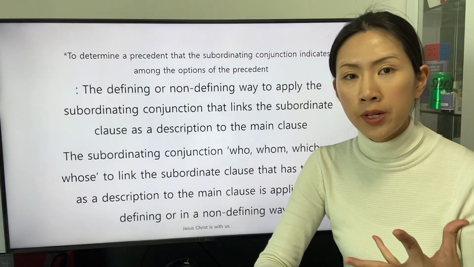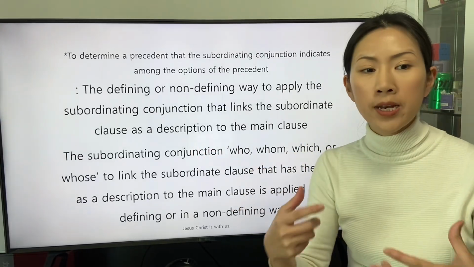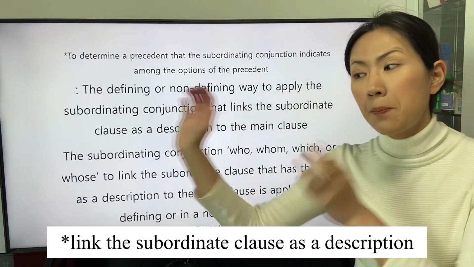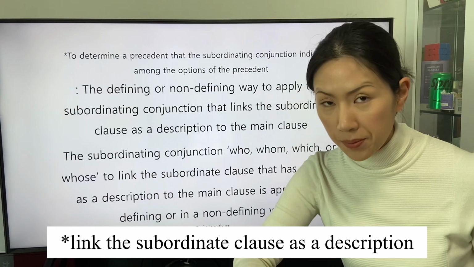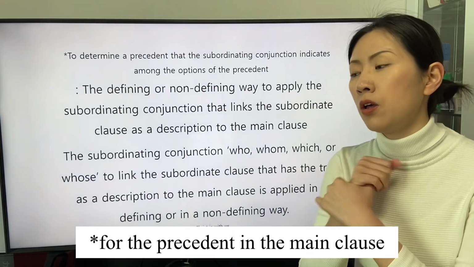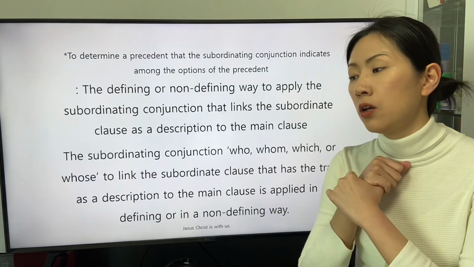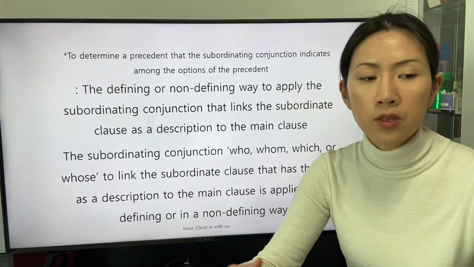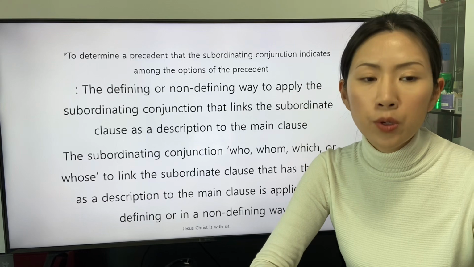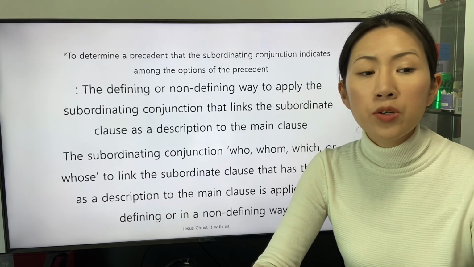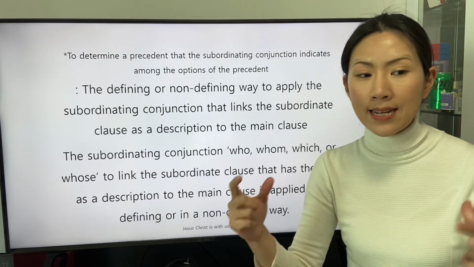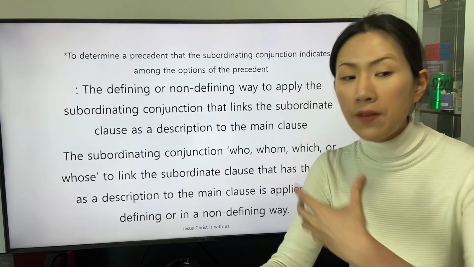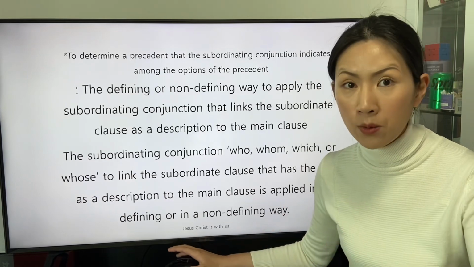From now on, we will study the subordinating conjunction as a description, in a defining way or in a non-defining way. The subordinating conjunction who, whom, which, or whose links the subordinate clause that has the trait as a description to the main clause, and it is applied in a defining or in a non-defining way.